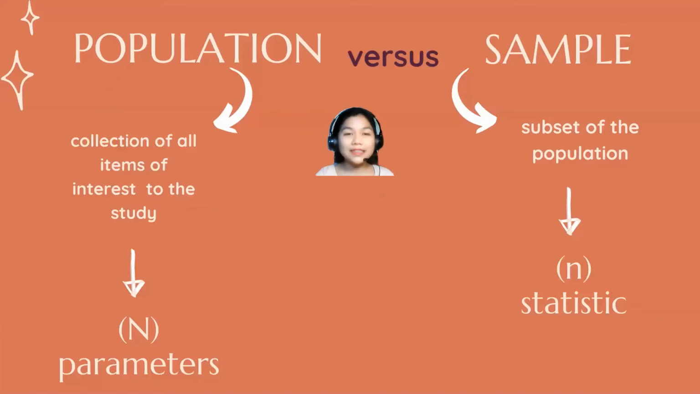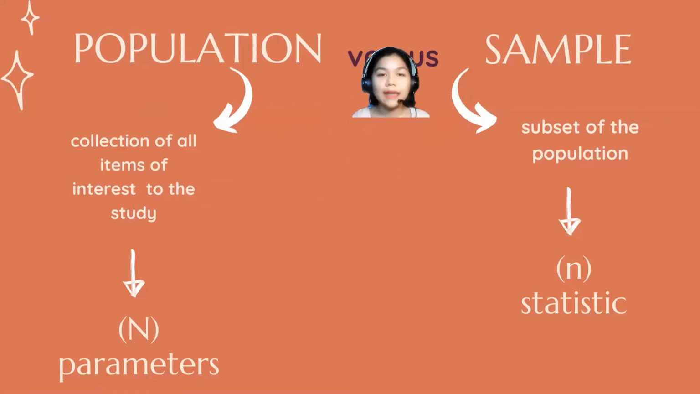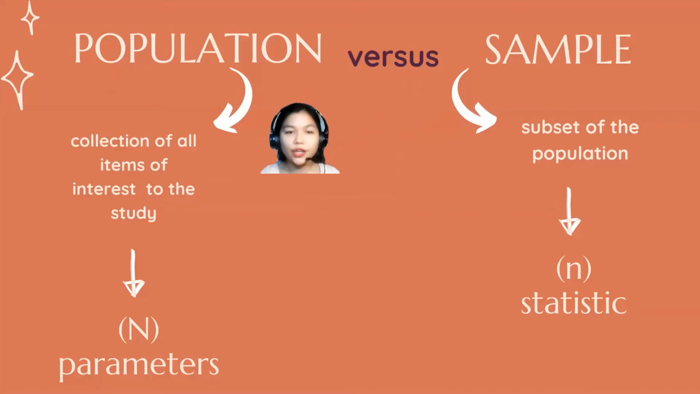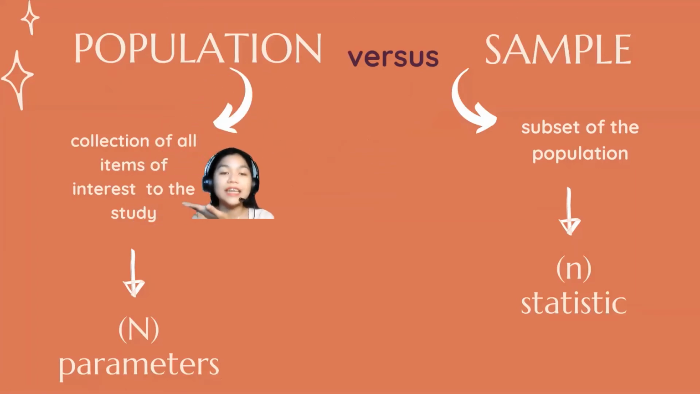So for us to easily remember the difference between the two, population versus sample: when we say population, it's a collection of all or the entire items of interest to the study. If you're interested in studying the human population, then all human beings. Interested in studying rabbits, then all rabbits. Interested in studying plants, a specific crop species, then you are going to include all crop species across the earth or across a specific locale of the study.